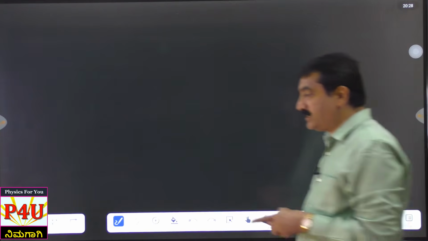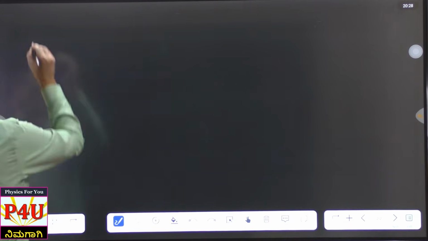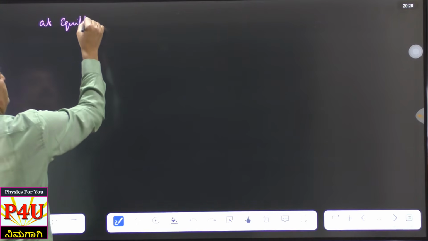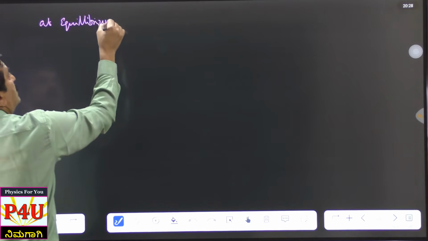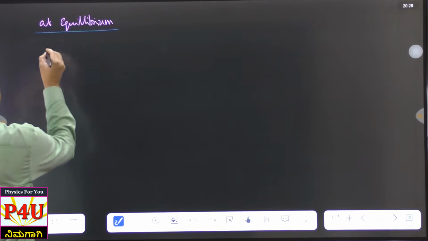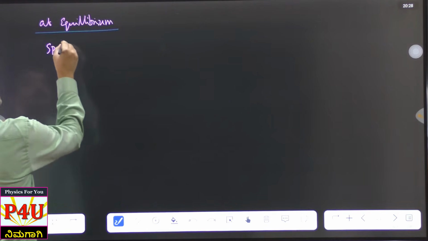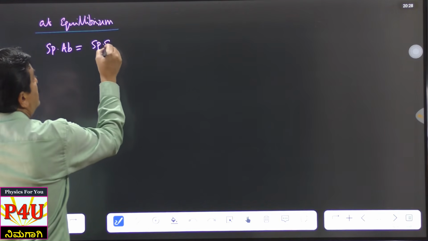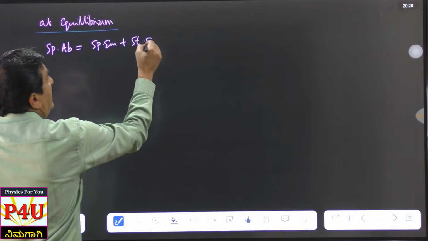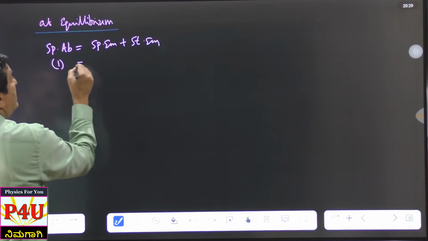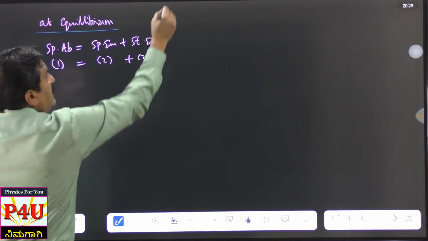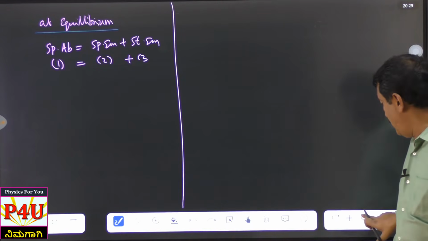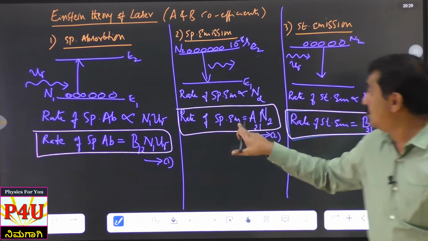So now I go to the next step. Therefore, what we can write, at equilibrium. Equilibrium means what? Constant temperature. At equilibrium, absorption rate is equal to spontaneous emission rate plus stimulated emission rate. That means equation 1 is equal to equation 2 plus equation 3. Follow carefully. Equation 1, you go to the previous one and check. Equation 1 is equal to 2 plus 3.